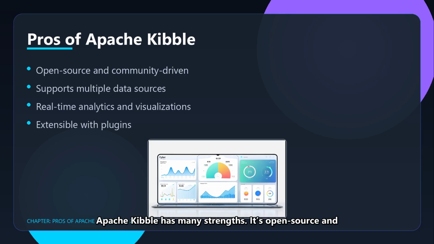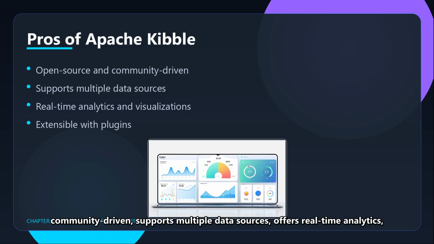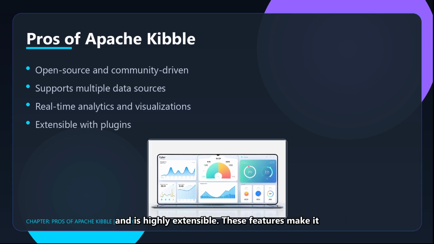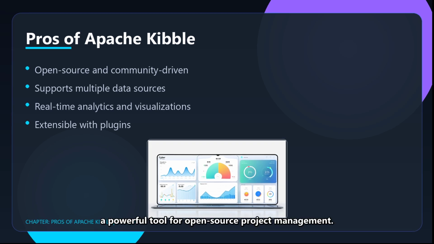Apache Kibble has many strengths. It's open source and community-driven, supports multiple data sources, offers real-time analytics, and is highly extensible. These features make it a powerful tool for open source project management.